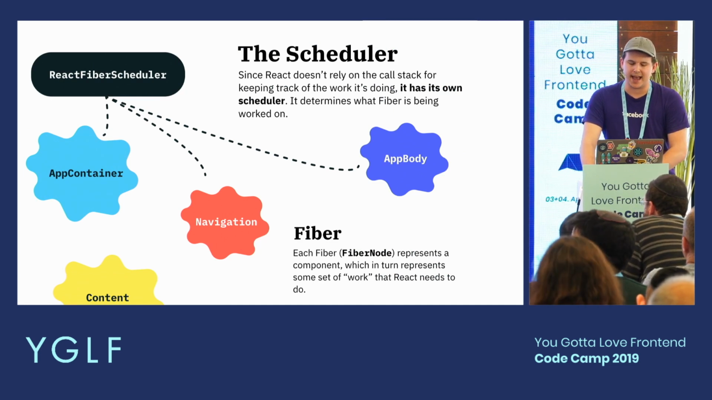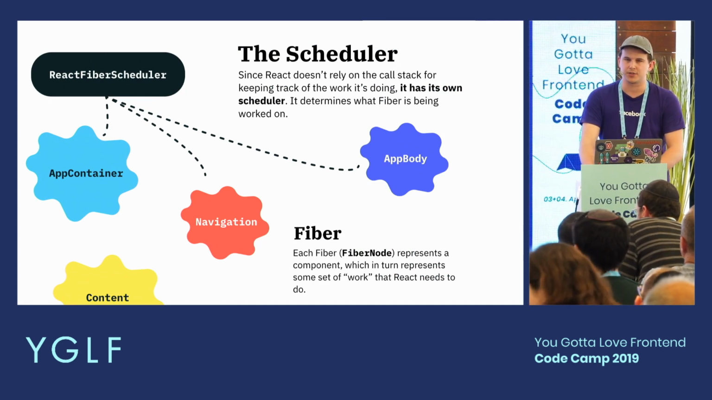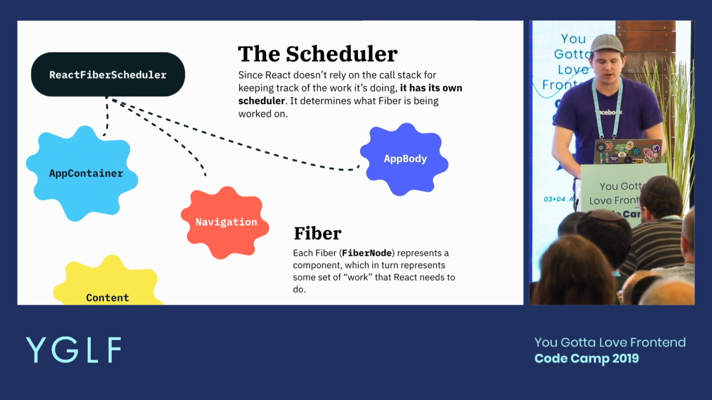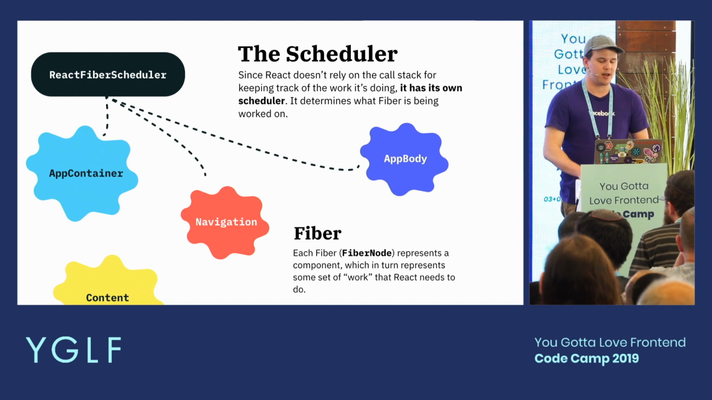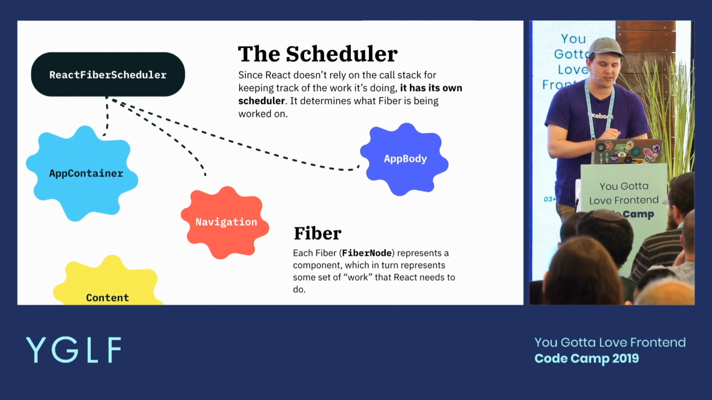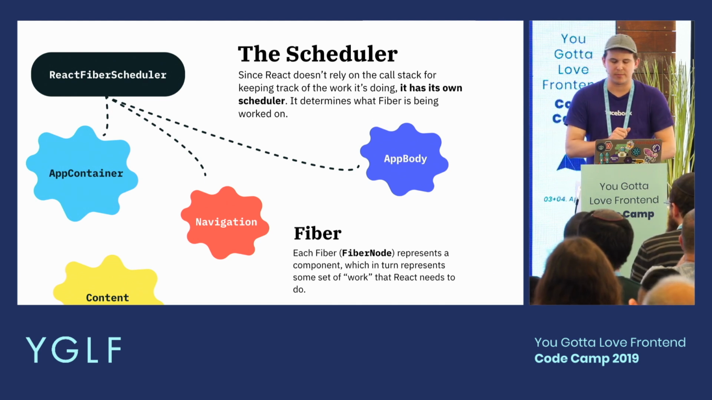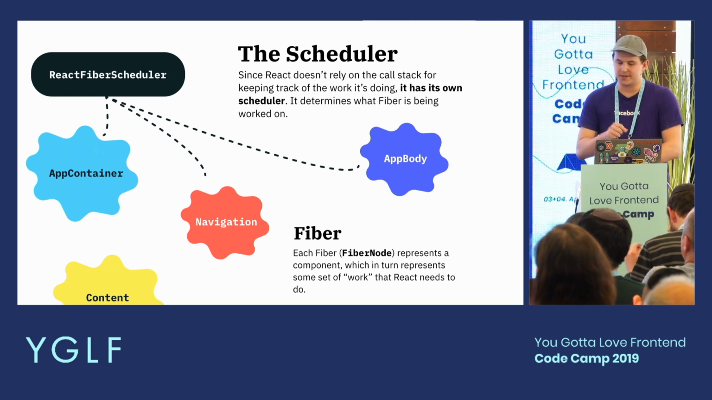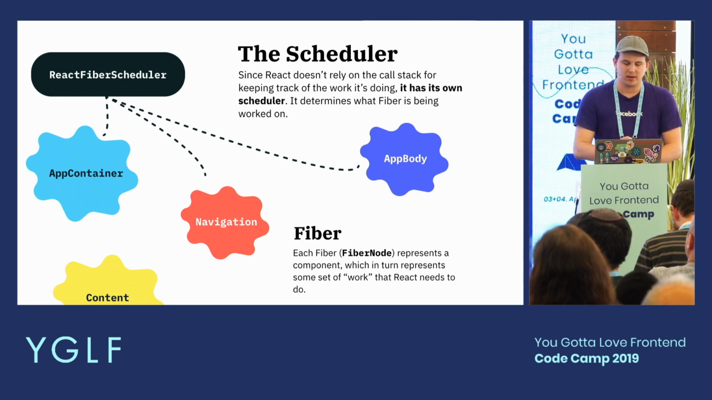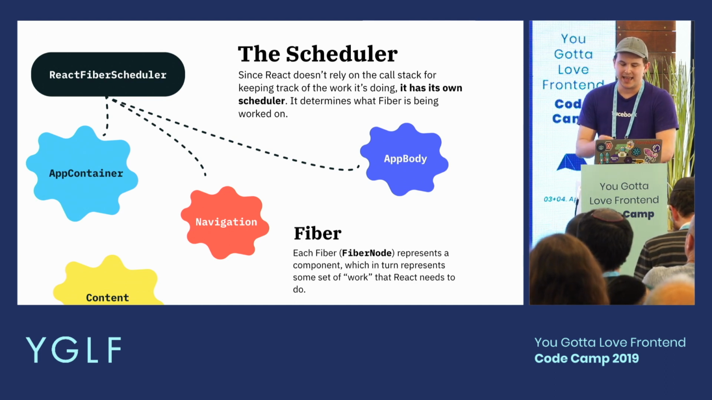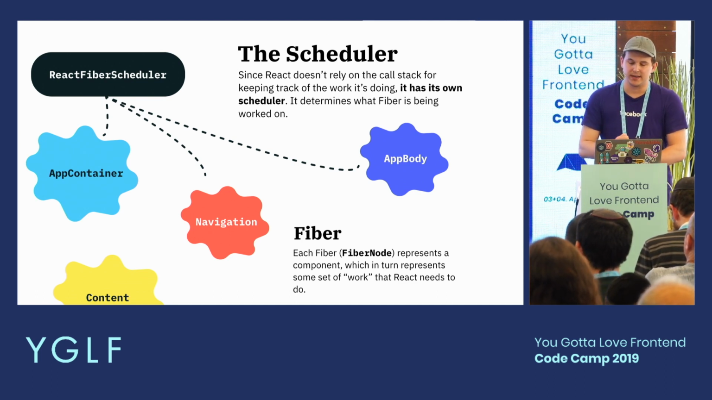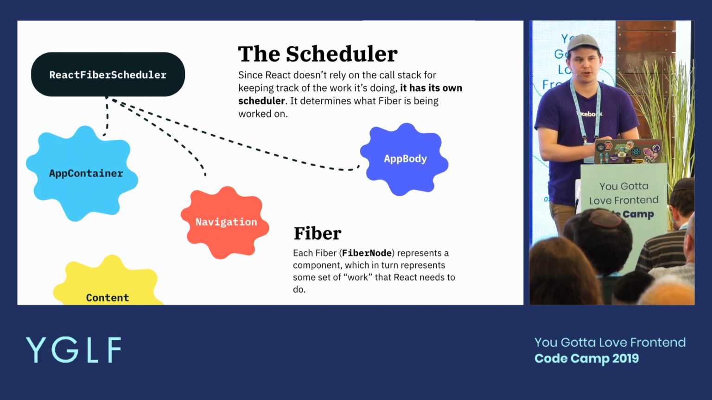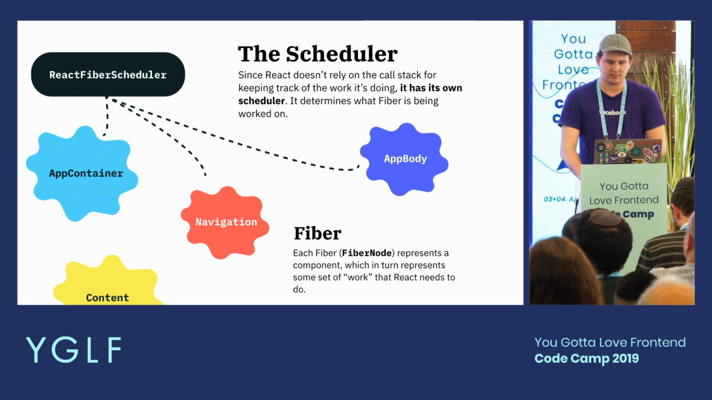Since React doesn't have to rely on the call stack for keeping track of what it's doing, it has its own scheduler. And this scheduler can implement much more complex React-specific patterns that the native call stack can't represent. The scheduler is responsible for knowing which fiber is being worked on at any given point, which one it should work on next, and if execution needs to be interrupted, it's also responsible for making sure that the work it was doing gets resumed correctly afterwards.